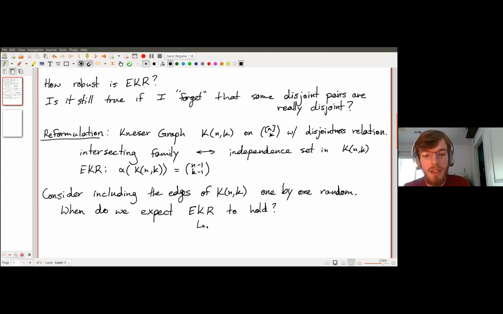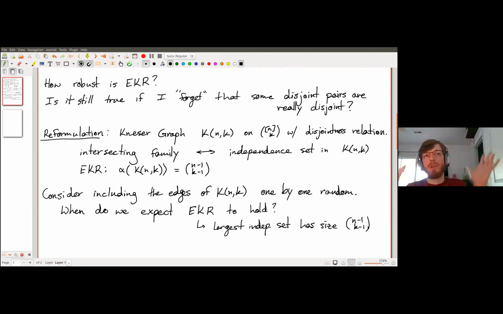And by this, I mean that the largest independent set has size given by the Erdős–Ko–Rado theorem, n-1 choose k-1. Right, because if we start with no edges, the whole graph is an independent set, so the independence number is n choose k. But as we throw in edges, we reduce the independence number until finally we get to the independence number of the whole Kneser graph.